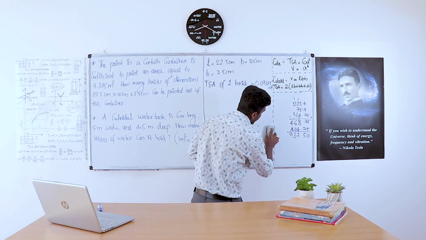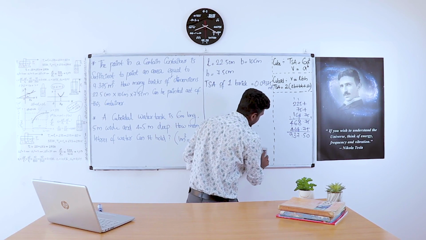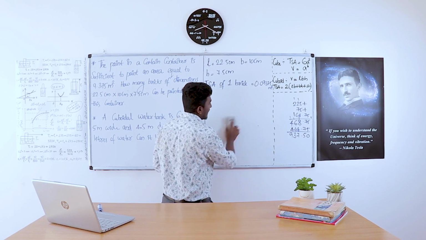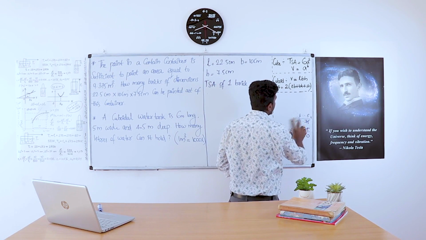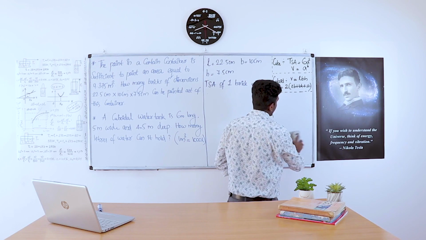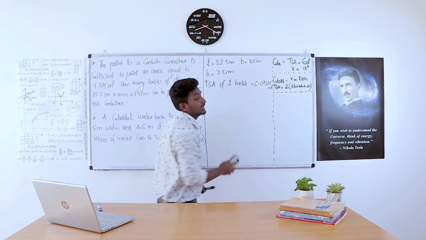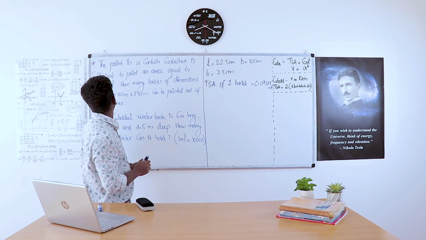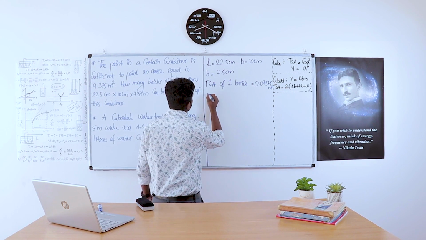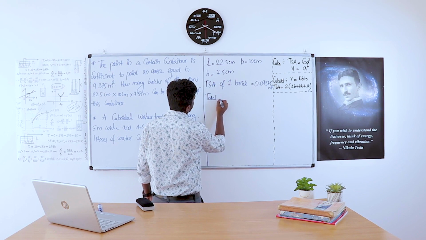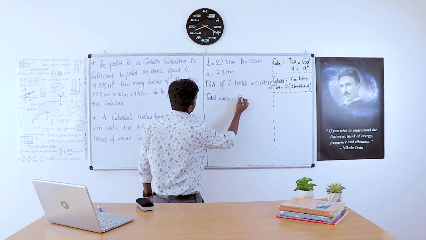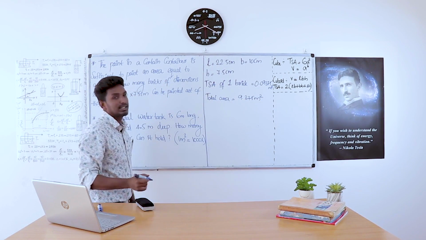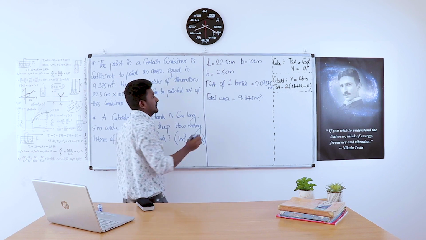Now we have the area of one brick. Then how will we find how many bricks we can paint using that one container of paint? The total area we can paint is 9.375 meter square. The area of one brick is 0.09375 meter square.